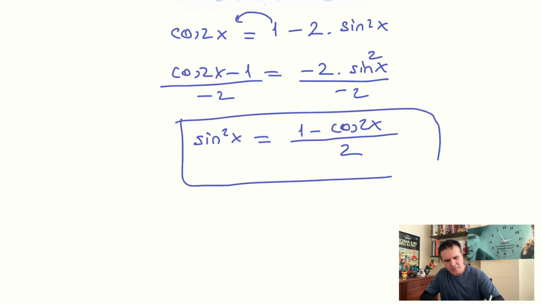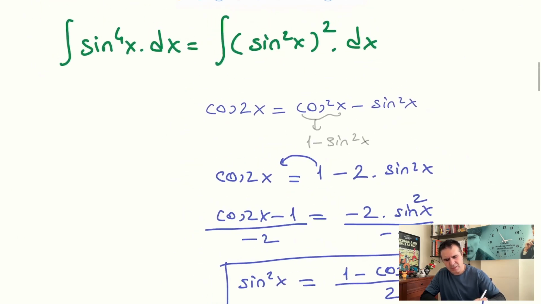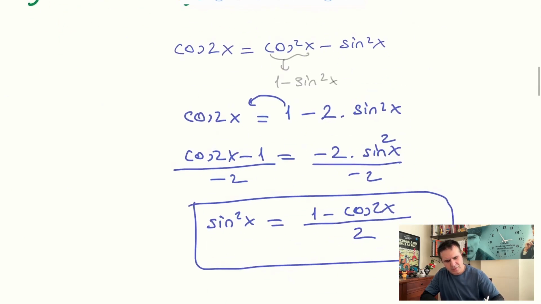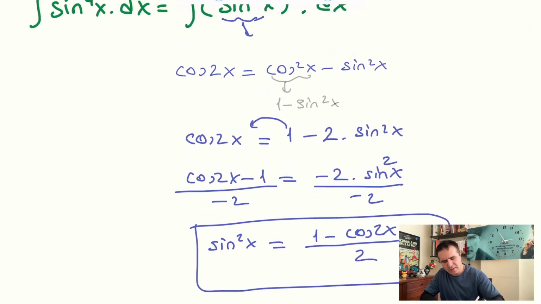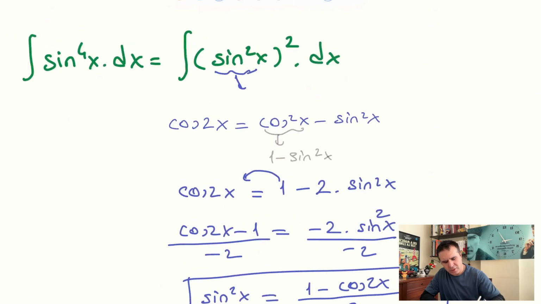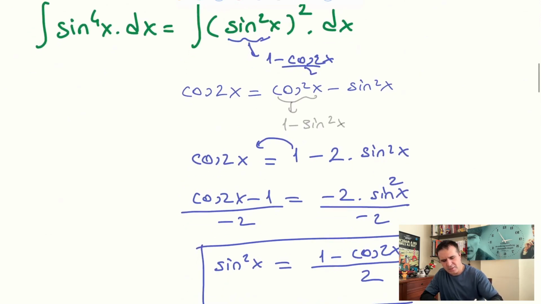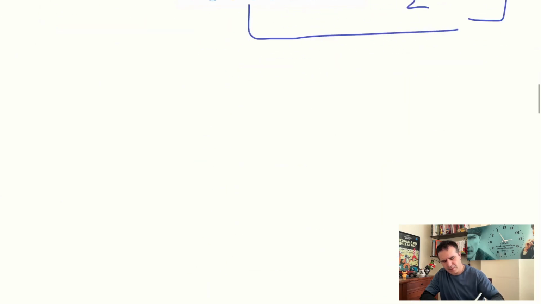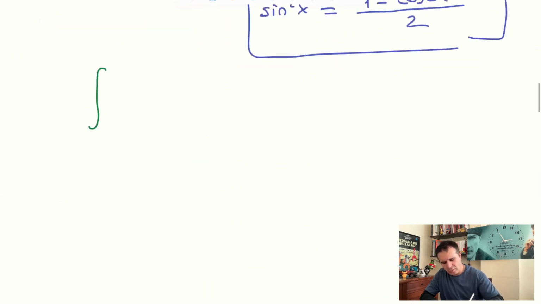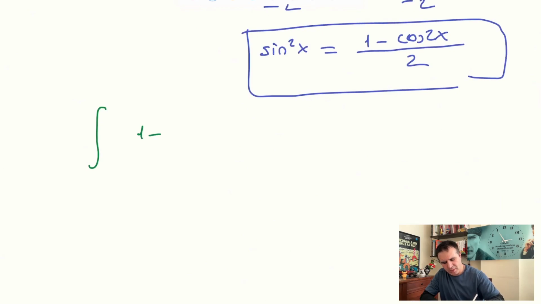Now in the integral, we will write what we found here. Instead of sine square x, we will write (1 minus cosine 2x) over 2, and the integral will become the integral of ((1 minus cosine 2x) over 2) square dx.